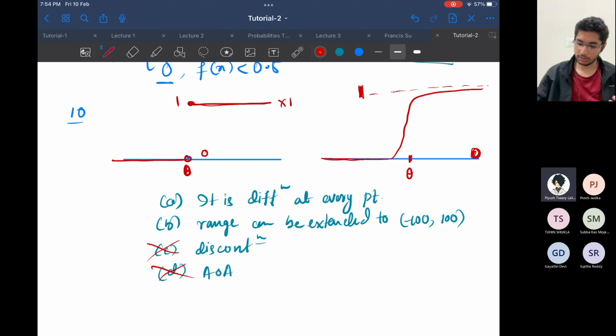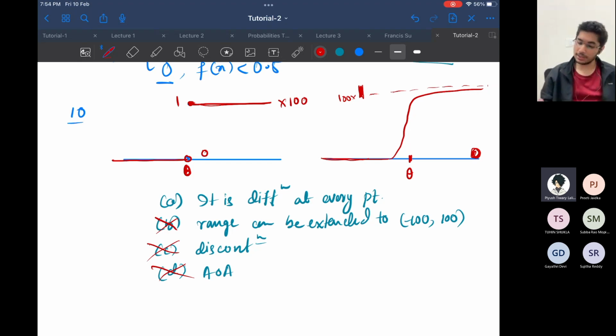If I multiply this point by 100, and this, I can even multiply this by 100. So the upper value can go up to, let's say, +100. But it can be done with both perceptron as well as the sigmoid, sorry, sigmoid as well as the 0, 1 decision function. There is no advantage that I get from this property. Though the property is true, I don't get any advantage because of it. So this is also not correct.